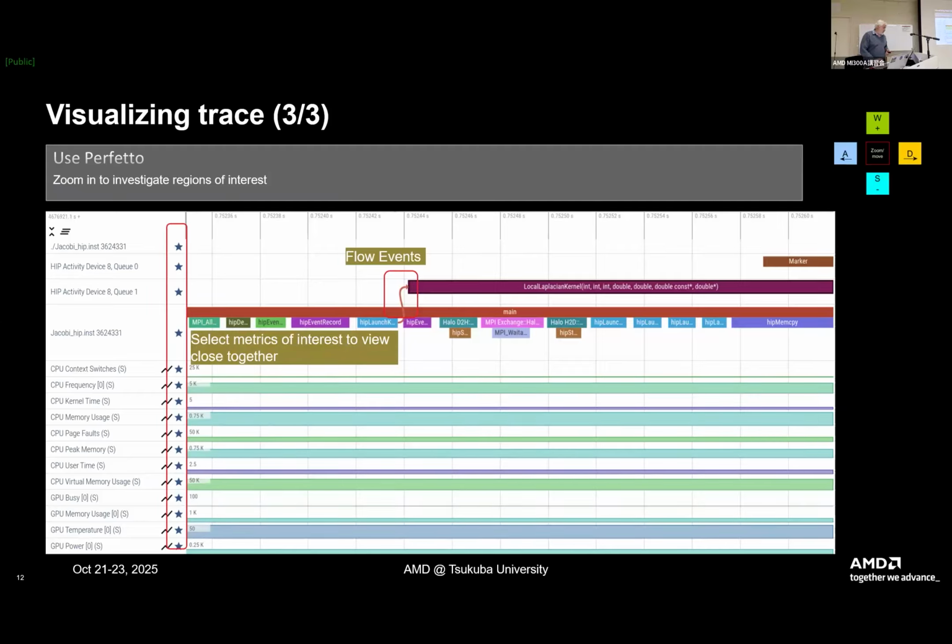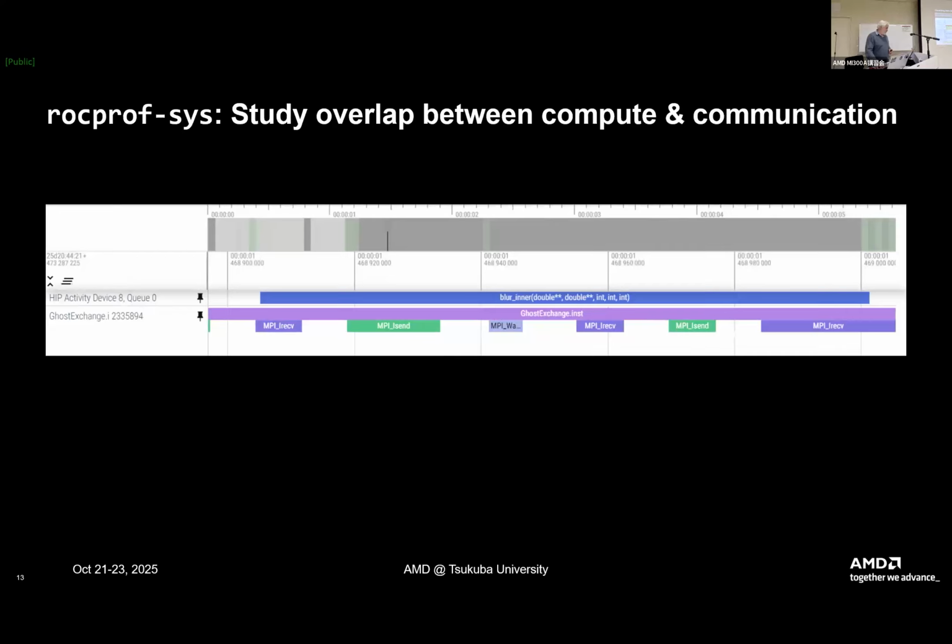We can select the metrics we want and pin them to the top, clicking right here, just to the right of the field. Here, this is looking at an overlap of compute and communication. So what do we see here?